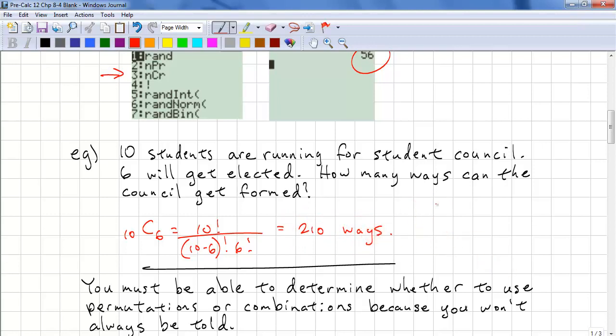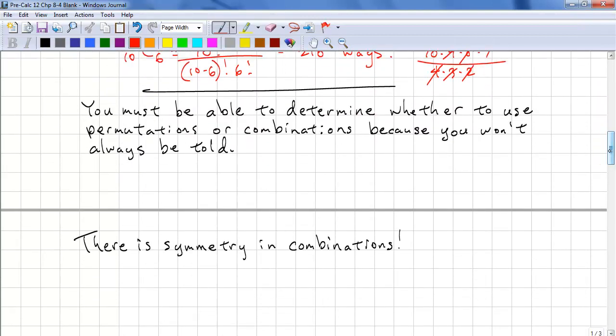So, without a calculator, this would be 10 times 9 times 8 times 7 because we're canceling out 6 factorial. And then we have 4 factorial, so that's 4 times 3 times 2. We can cancel out this and this, and we can cancel out a 3 with the 9. So we have 3 times 7, which is 21, times 10, that's 210. So you must be able to determine whether to use permutations or combinations because you're not always explicitly told.